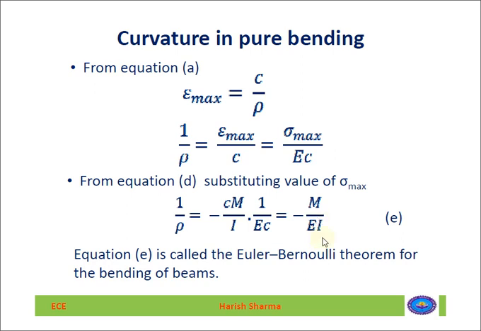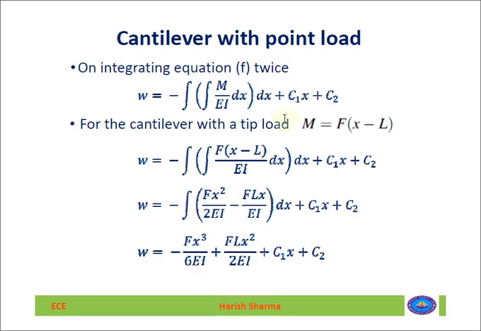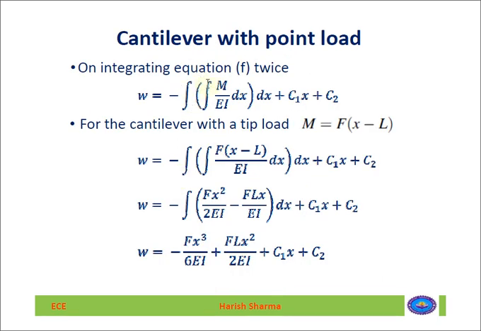We have already derived this in the previous lectures, the Bernoulli theorem. Then we start the integration. Since this is d square w by dx square, we have to integrate it twice, a double integration. In the first step we get the integral of M upon EI dx plus c1, then integrating again with respect to dx, c1x plus c2, the two constants.